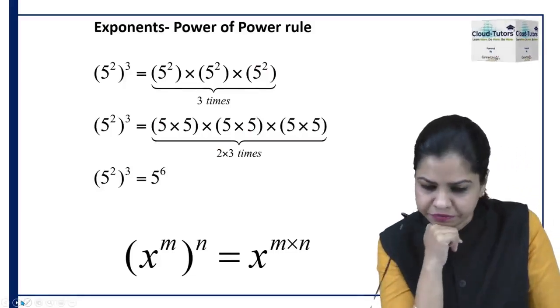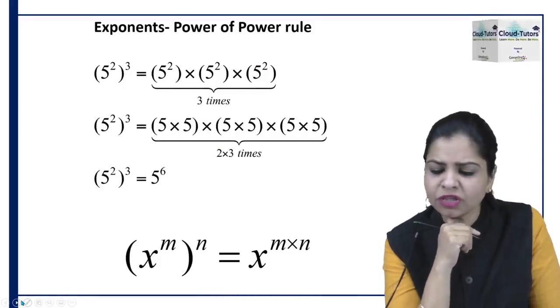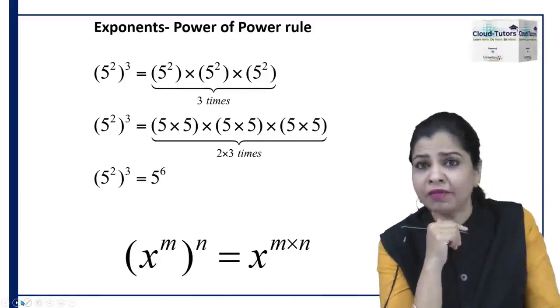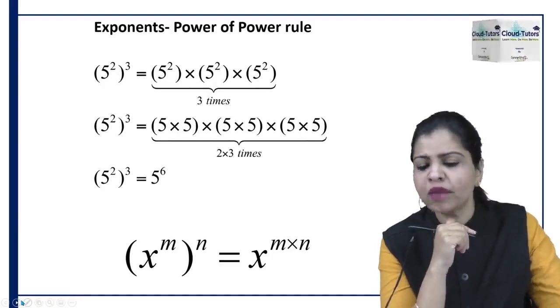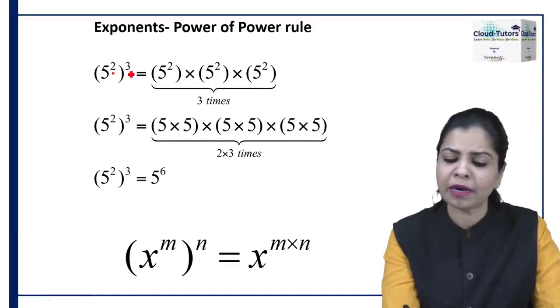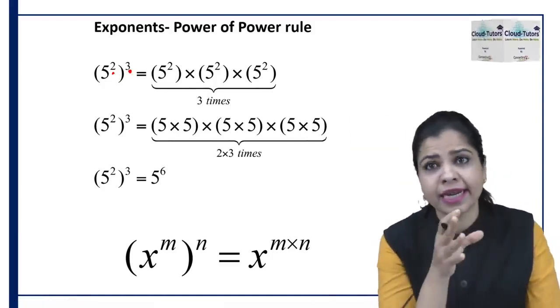Okay, now (5 to the power of 2) whole power 3. This is called the power of power rule. Here, what do you do in the power of power rule? You have 2 powers here, so it is double powerful. Let's understand it step by step.